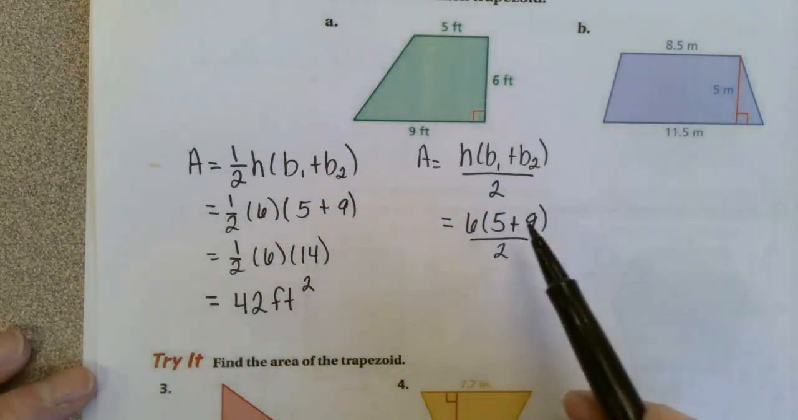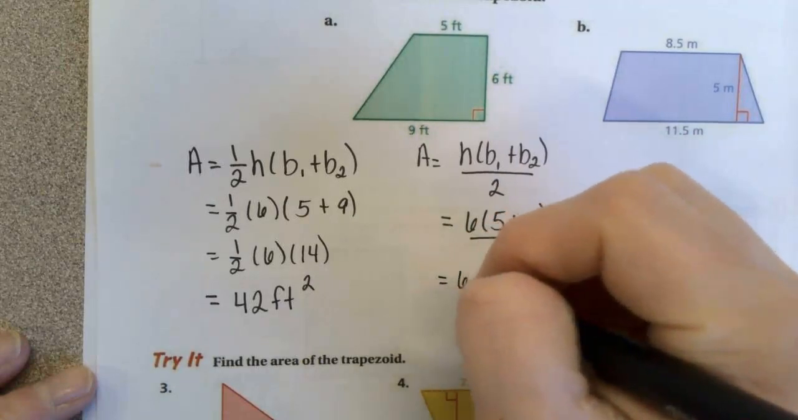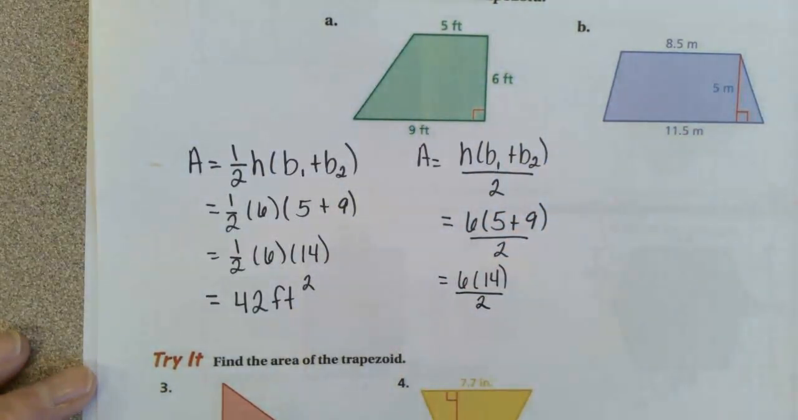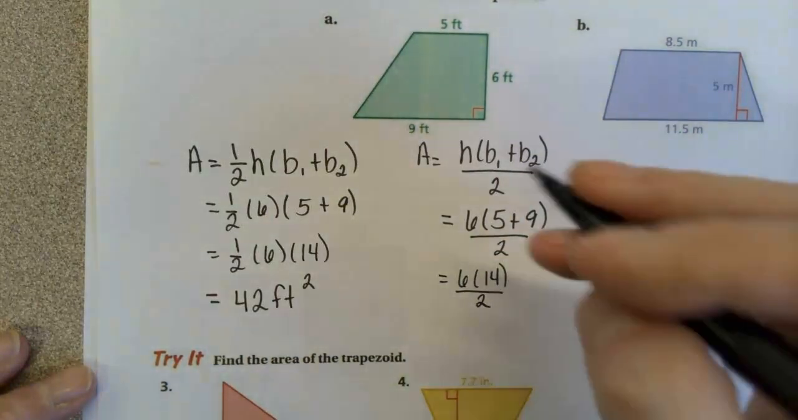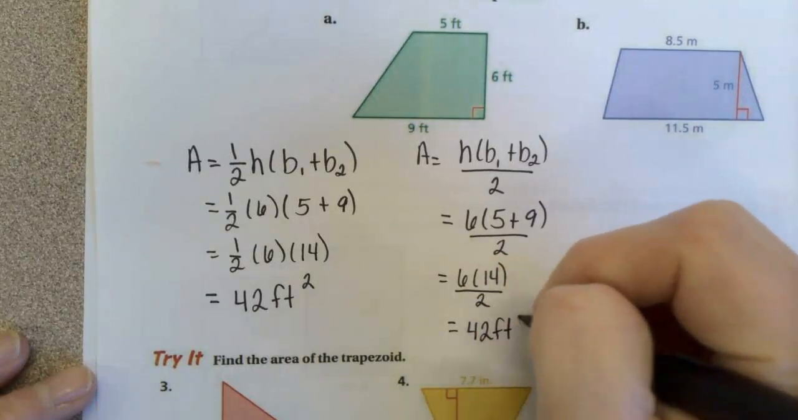Okay, over here, again, we're going to simplify 5 plus 9. That becomes 14. So we have 6 times 14, divide that by 2. Again, we're going to get 42 feet squared.